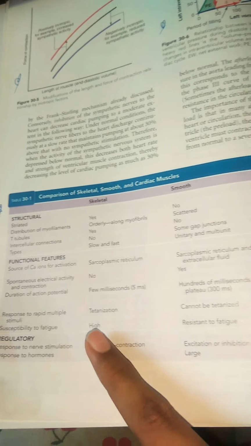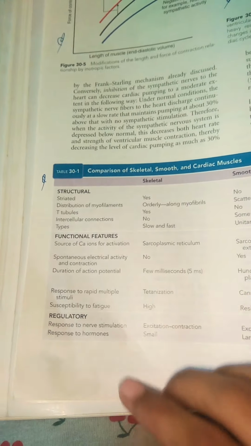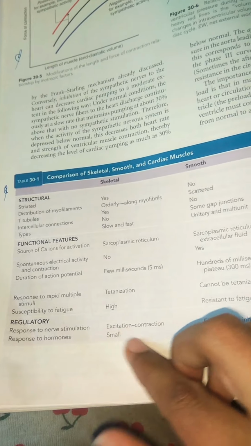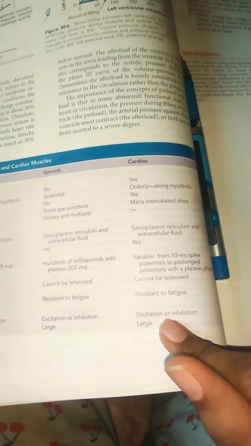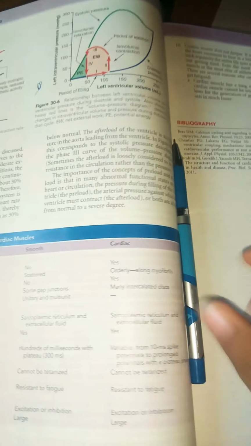Susceptibility to fatigue is very high for skeletal muscle. Smooth muscle is resistant to fatigue, and cardiac muscle is also resistant to fatigue. The regulatory response to nerve stimulus is excitation for skeletal, excitation or inhibition for smooth, and here also excitation or inhibition. The response to hormones is small here, very large here, and here also very large. So you can see most of the smooth and cardiac muscle features are related to each other.